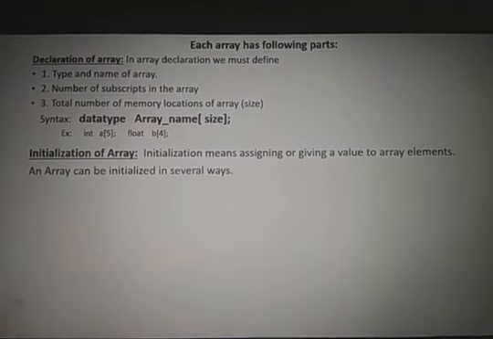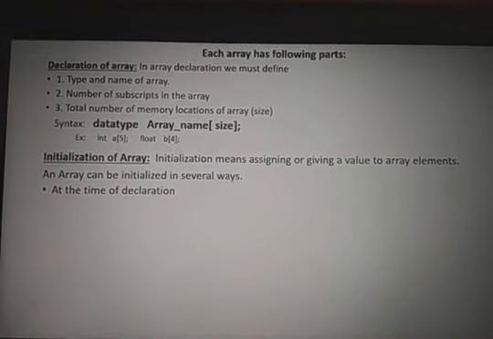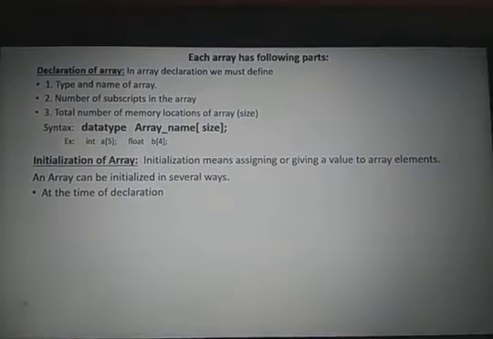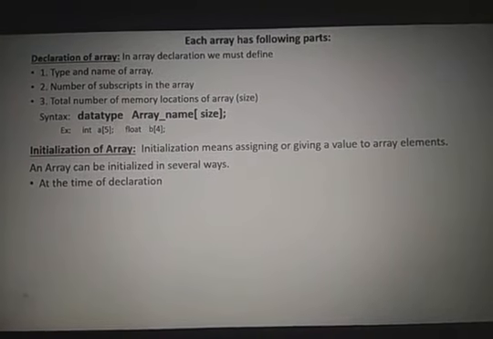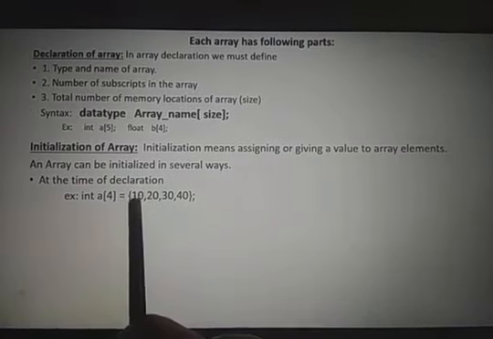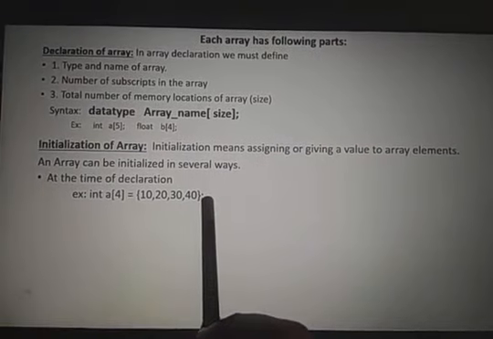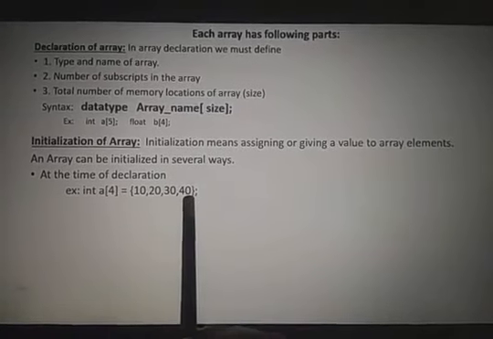The first one is at the time of declaration. At this time also we can assign int A equals 10, float B equals 10.25, like that at the time of declaration. Int A of 4 equals 10, 20, 30, 40. It means we have 4 elements. These are the 4 elements.